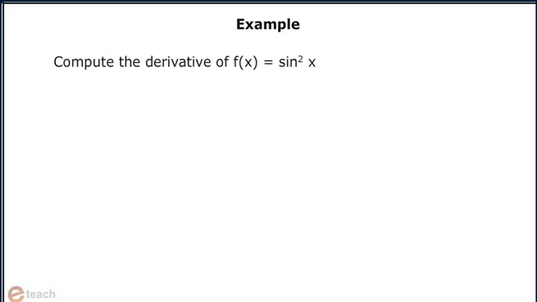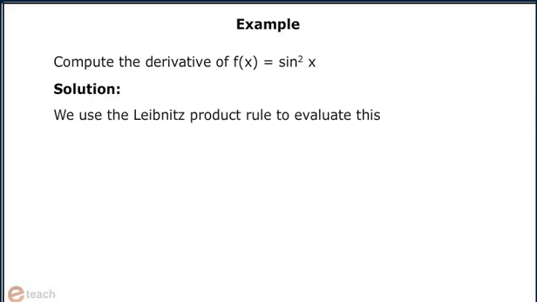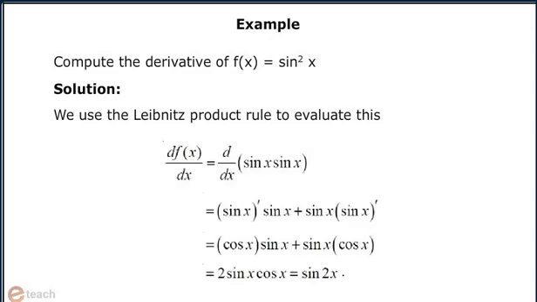Compute the derivative of f(x) equals sin square x. Solution. We use the Leibniz product rule to evaluate this. Writing sin square x as sin x into sin x, then using the product rule and simplifying it further, we get the answer as sin 2x.